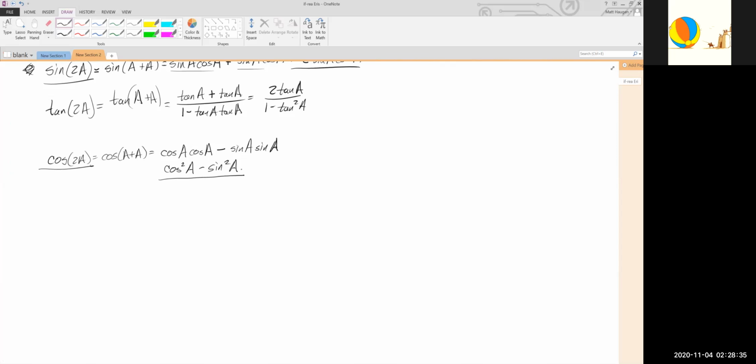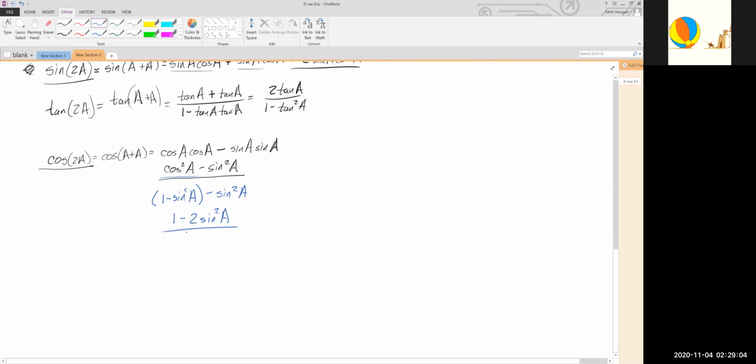But the fact that we have the Pythagorean identities, we could manipulate this if we wanted to. That cosine squared of A, we know that's equal to 1 minus the sine squared of A, based on the Pythagorean identity. And that might be handy, because then it would meld with the other sine squared. We'd end up with 1 minus 2 sine squared A. So we could have that as our double angle formula for cosine if we wanted to.